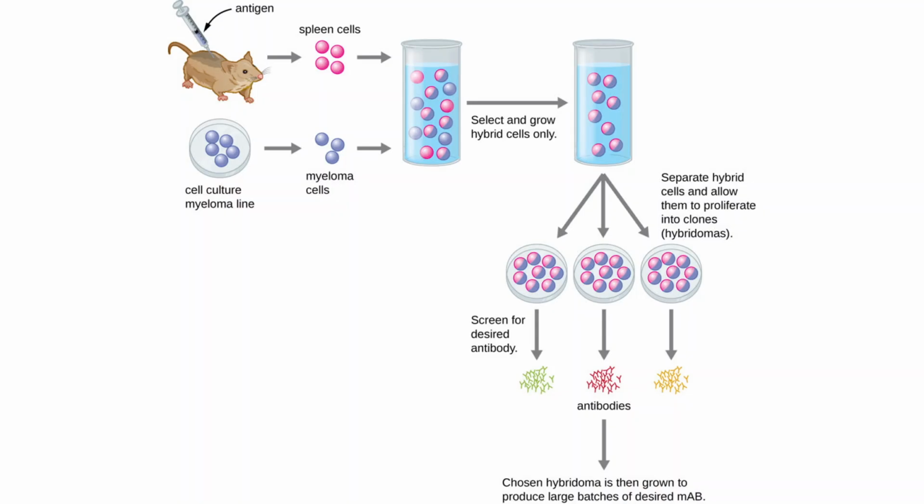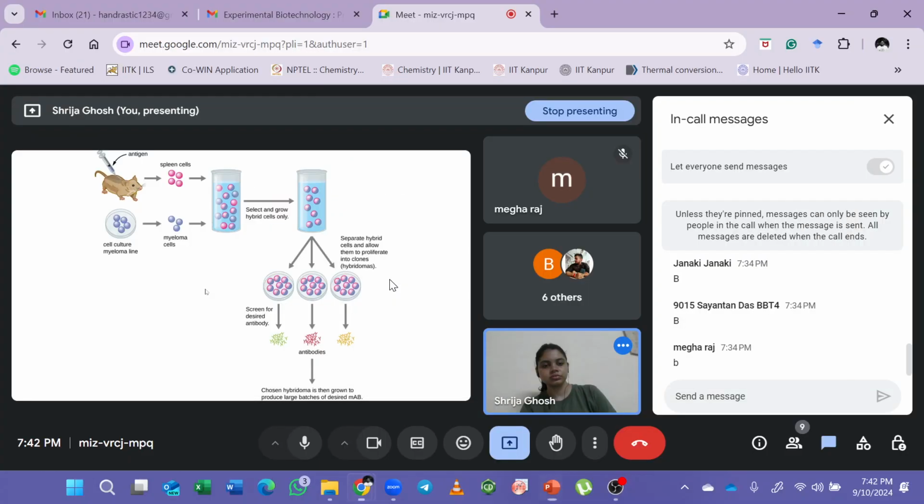So this is how we generate monoclonal antibodies using the hybridoma technology, by taking out the spleen cells, by cloning a single B cell, and by fusing a single B cell with the myeloma cells to make the hybrid cells. These separate hybrid cells are called the hybridomas. Okay. So this is clear to everyone, hybridoma technology.